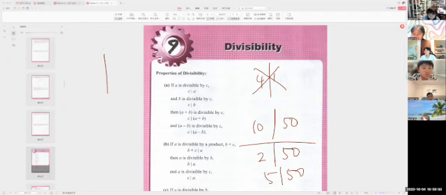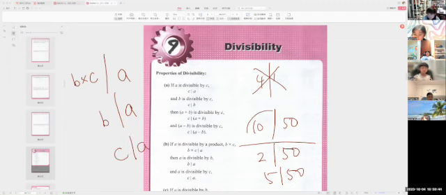So if we have a number, for instance, this number is A. This number is divisible by B times C, and this number is also divisible by B, and also divisible by C. Can you give me an example? You can see Jason has given me 50 is divisible by 10. So that's why 50 is divisible by 2 and 50 is divisible by 5. Can you give me an example?